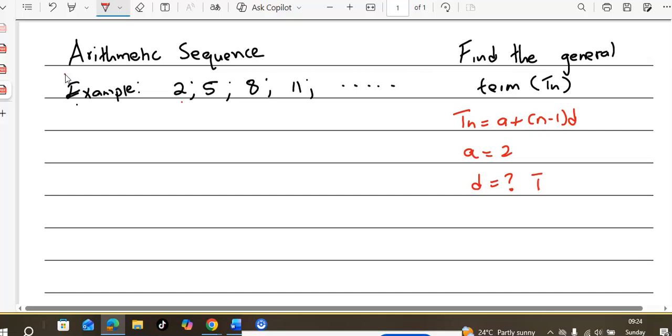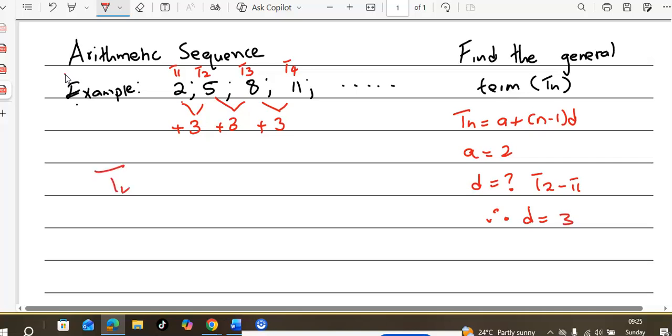So we use the formula that says T2 minus T1. We know this is T1, this is T2, this is term number 3, this is term number 4. So to find the common difference, we need to take term number 2, which is 5. We subtract term number 1, which is 2, and this should be 3. So since this is the common difference, all the differences between numbers should be 3. So meaning that to get the next number, what do we do? We add 3. Are you happy with that? Yes, sir. So now we can conclude and say the value of d is 3.